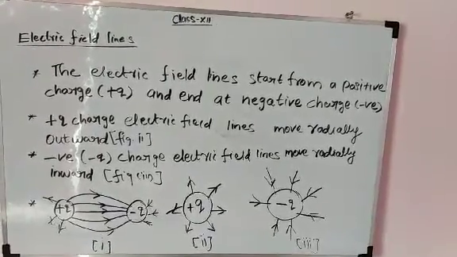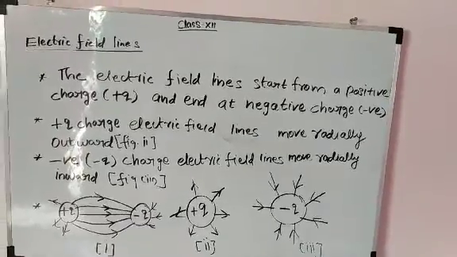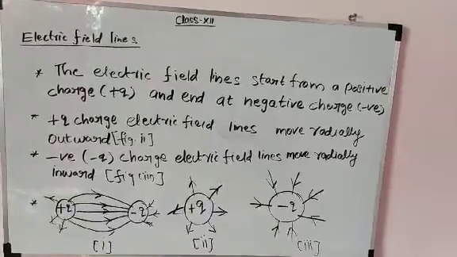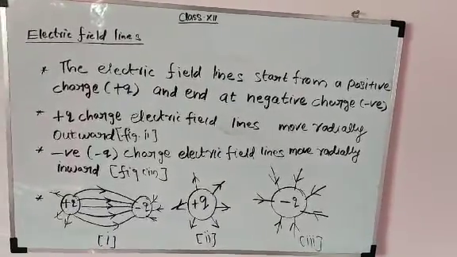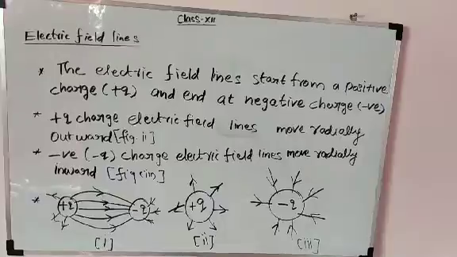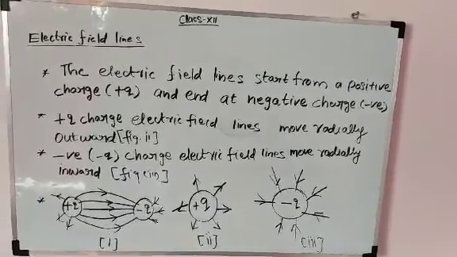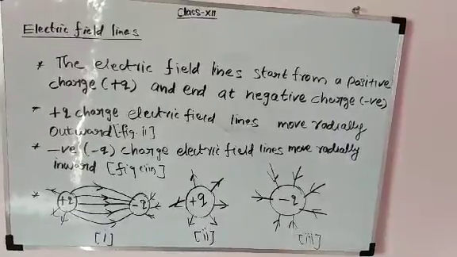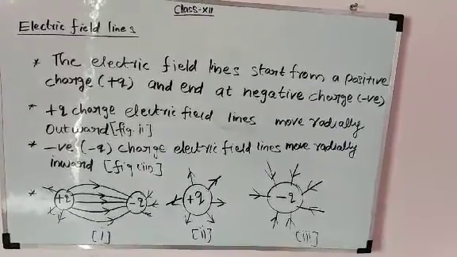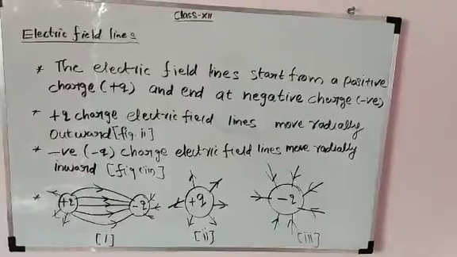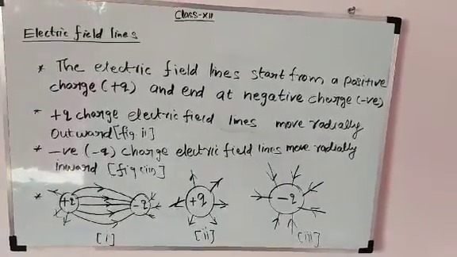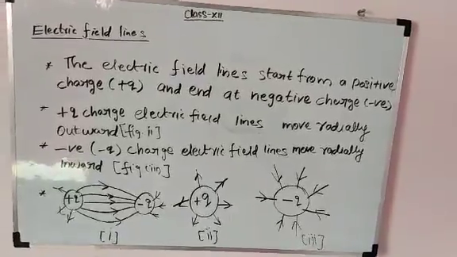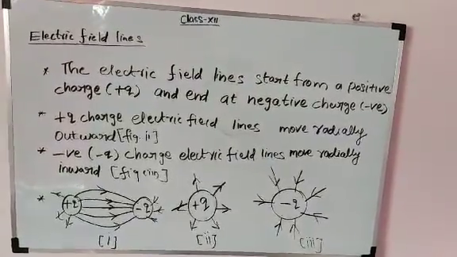The electric lines of force from a positive charge move outward, or radially outward, as shown in figure 2. From a negative charge, electric field lines move radially inward. This is shown in figure 2. So finally, electric lines of force start from a positive charge and end at a negative charge. This is shown in figure 1.